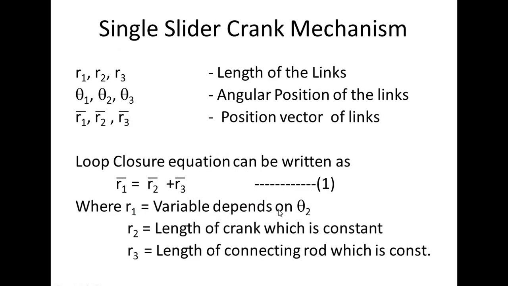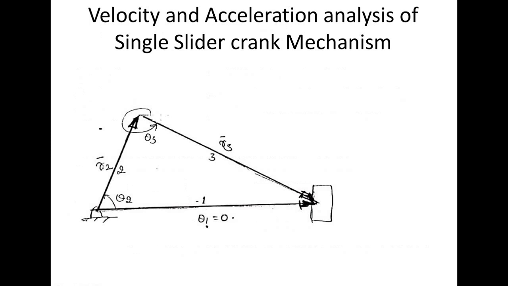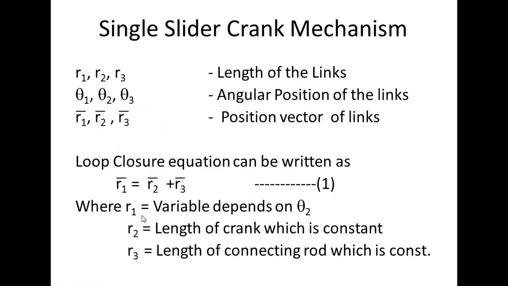Here r1 is variable and depends upon the angle theta 2. This length can vary because the slider can slide along the horizontal direction. R2 is the length of the crank, which is constant, and r3 is the length of the connecting rod, which is also a constant value. So the magnitudes of r2 and r3 will not change; only the magnitude of r1 can change depending on the angle theta 2.